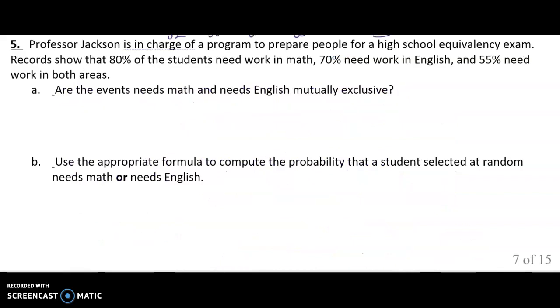For our last example, we have Professor Jackson's in charge of a program to prepare people in a high school equivalency exam. Records show that 80% of students need work in math, 70% need work in English, and 55% need work in both areas. You can see I've written that information symbolically right here.